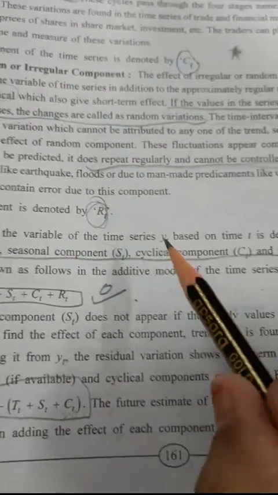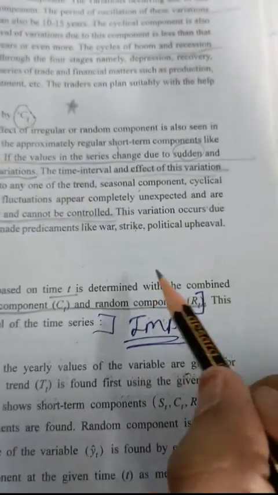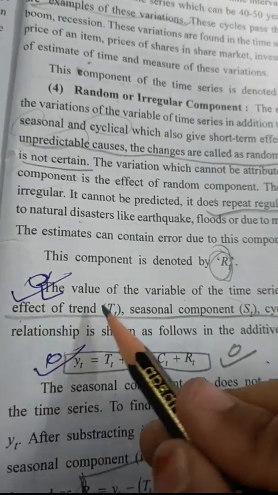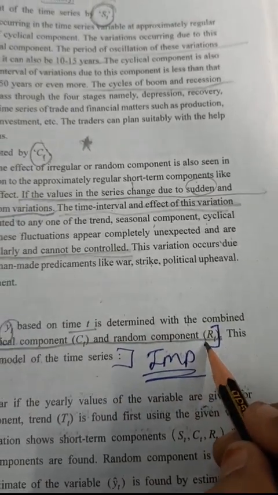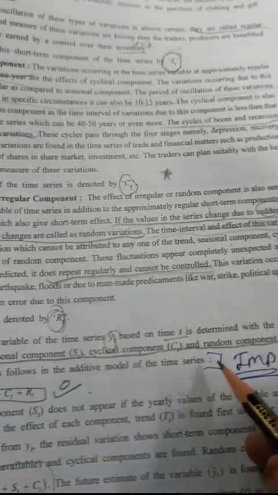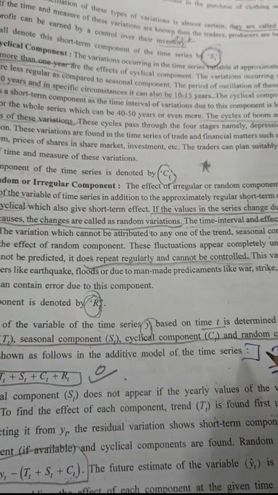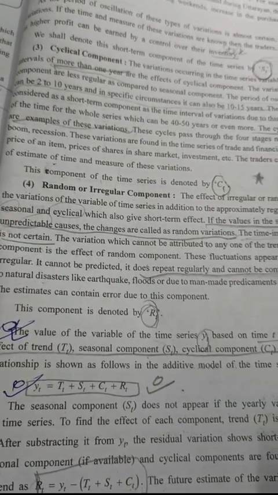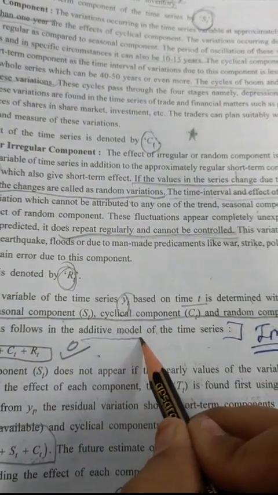The value of the variable of time series yt, based on the time t, is determined by the combined effect of trend TT, seasonal component ST, cyclical component CT, and random component RT. All the four components are combined for finding the effect. This is very important. This relationship is shown as follows in the additive model of time series. What is the additive model of time series?